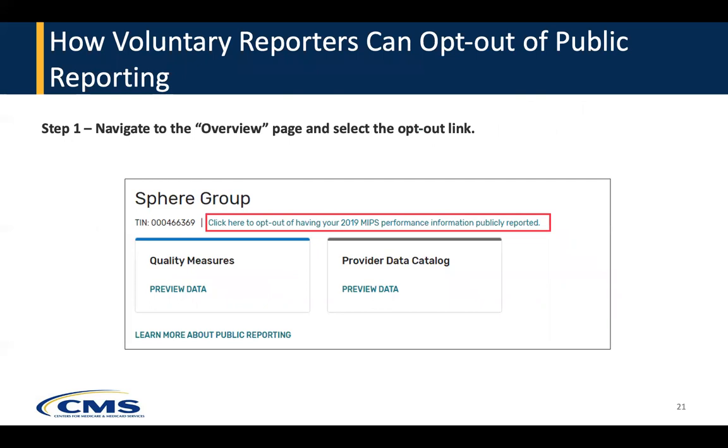The first thing you'll want to do is navigate to the overview page. This is the page you get to after selecting View Practice Details or View Individual Preview. If you or your group are eligible to opt out, you'll see a link that says, click here to opt out of having your MIPS performance information publicly reported. Select this link.